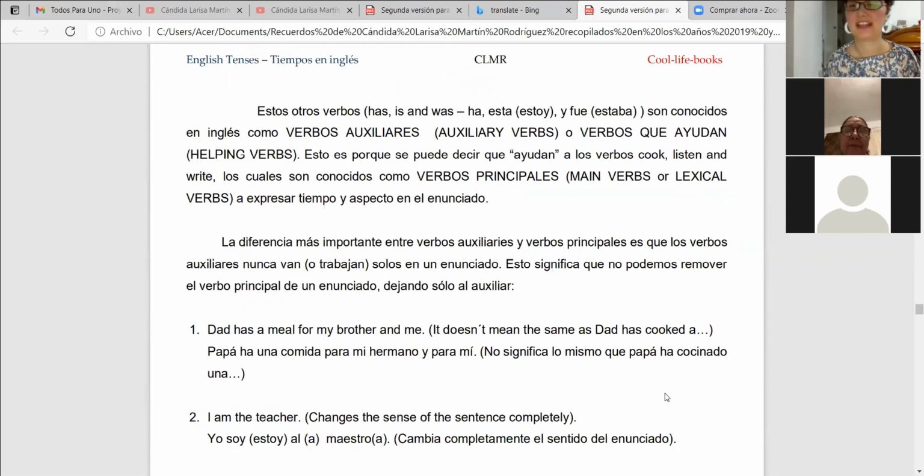These other verbs, has, is, and was, are known in English as auxiliary verbs, or verbs that help. This means helping verbs. This is because these verbs help the verbs cook, listen, and write, which are known as main verbs or lexical verbs, to express time and aspect in the sentence. Okay, so auxiliary verbs is the same as helping verbs because they help the main verb, okay?